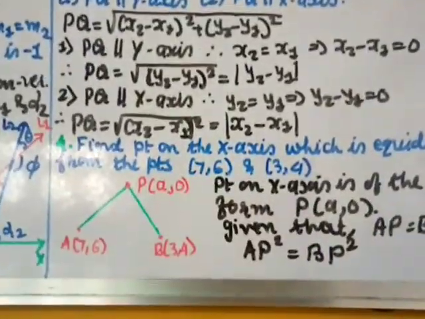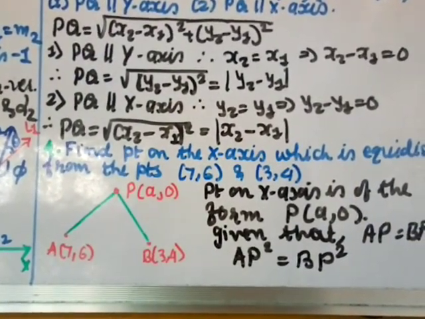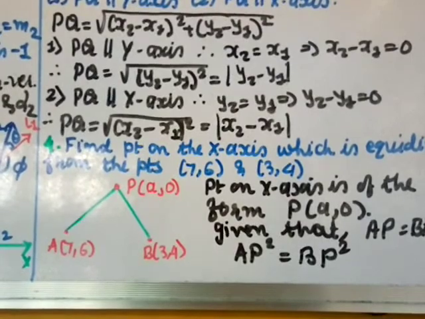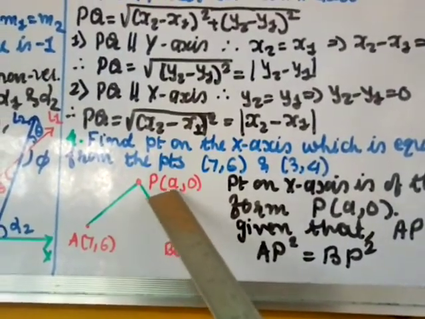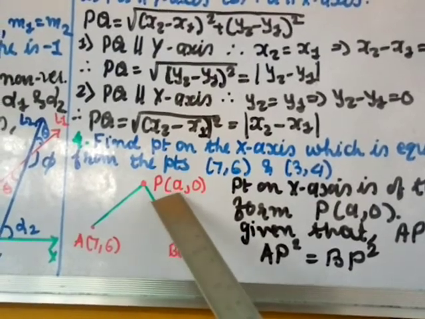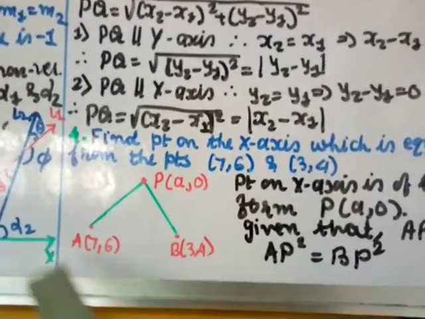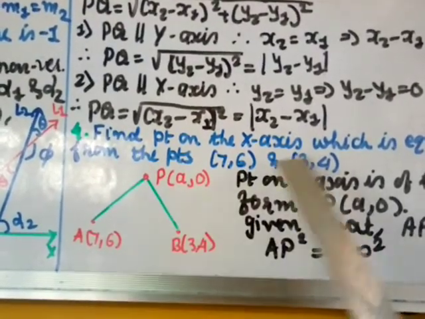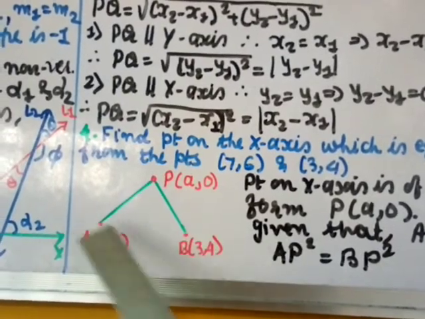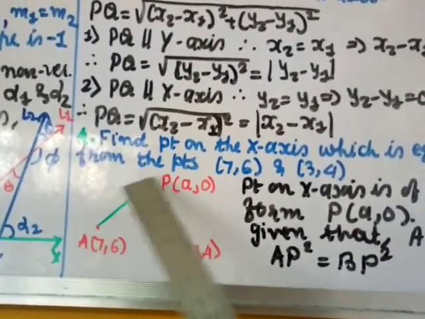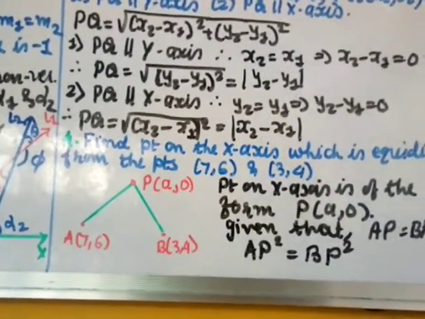Question number 4. Find the point on the x-axis which is equidistant from the points (7, 6) and (3, 4). So a point on the x-axis is of the form (a, 0). The y coordinate is 0 and the x coordinate will be some value I am assuming as a. There are 2 points, I call this A (7, 6) and this B (3, 4). They have said that P is equidistant from A and B. That means AP equals PB, and I will use the distance formula to solve this and find the value of a.